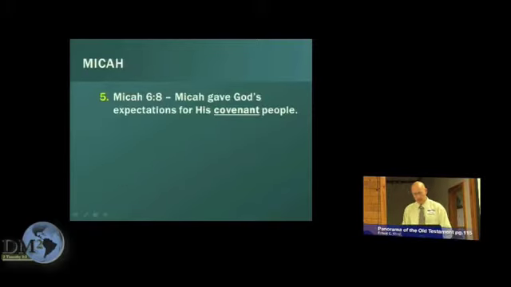In Micah 6:8, Micah gave God's expectations for his covenant people. Micah 6:8: "He has told you, O man, what is good, and what does the Lord require of you? But to do justice, to love kindness, and to walk humbly with your God." The two go together. Love the Lord your God with all your heart, soul, and mind, and love your neighbor as yourself. They're two sides of the same coin. Here, the way it's described is the doing of justice, of love and kindness, and walking humbly before the Lord. That's what God had called them to do.